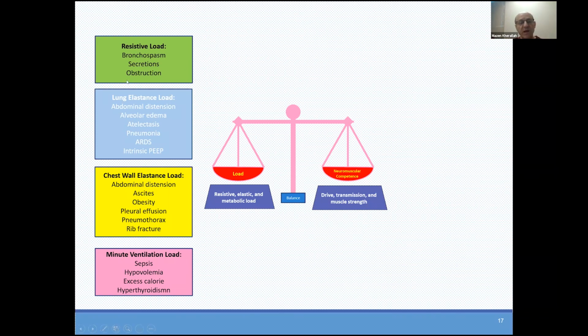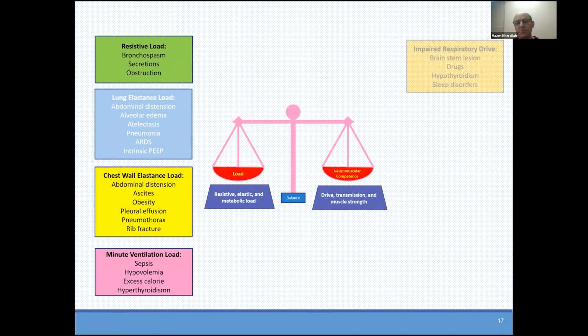So if you have any of this condition, if the patient is able to breathe effectively with increased work of breathing, and has the neuromuscular competence that would be able to meet this increased load, at that time the patient would maintain oxygenation and ventilation. However, if he has any decreased neuromuscular competence, at that time he would go into respiratory failure.